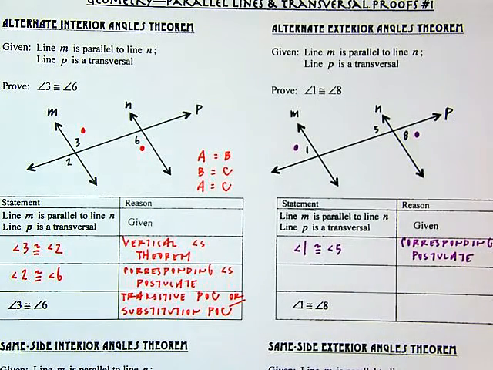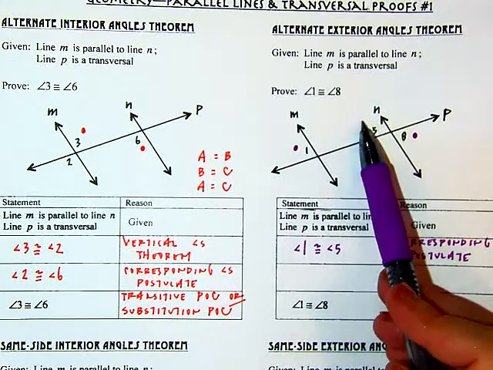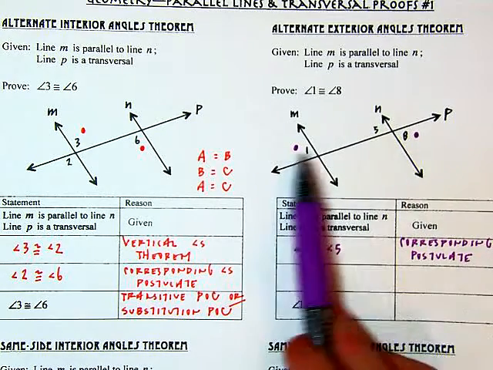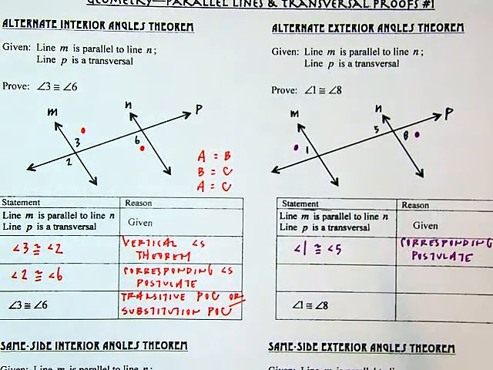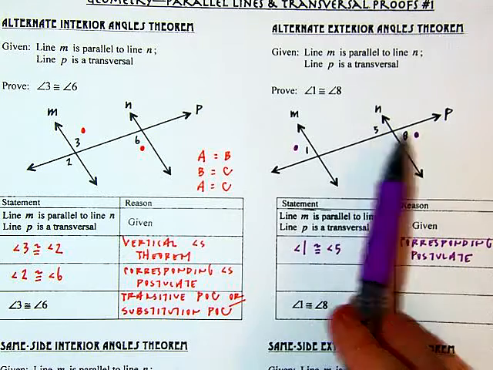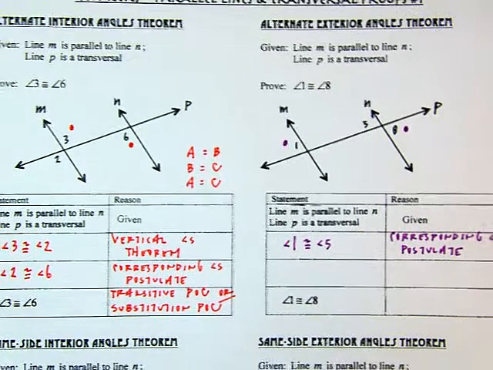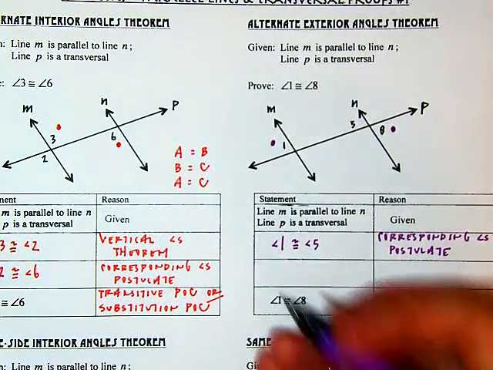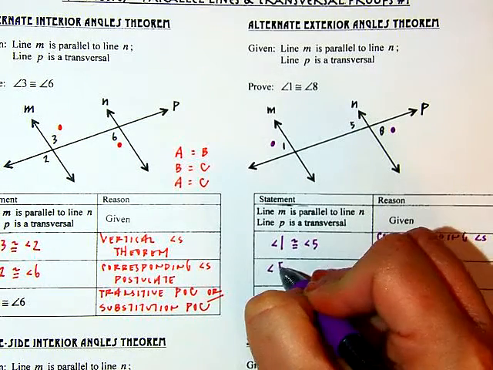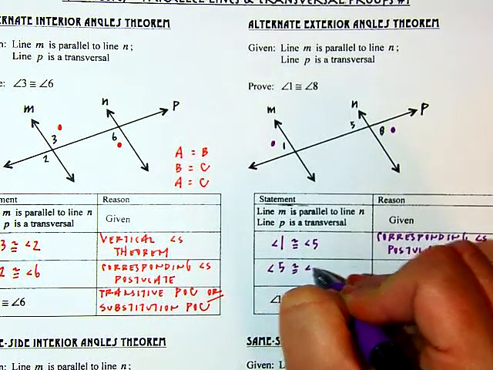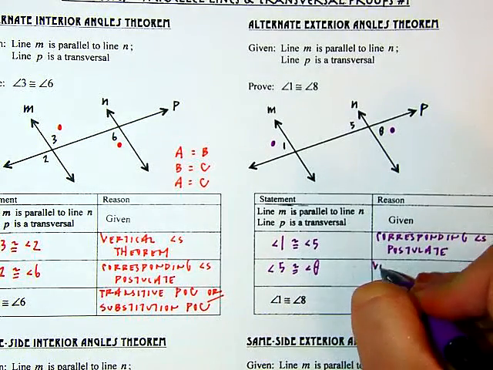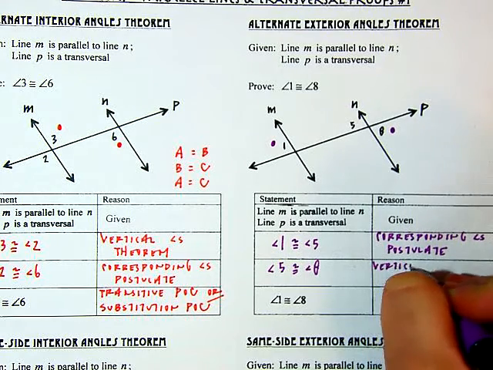All right, so I've connected 1 to 5. I want 1 to 8 in the end. So I'm thinking, well, can I connect 5 to 8 then? Yes, absolutely. 5 and 8 are vertical angles. So angle 5 is congruent to angle 8. My reason would be the vertical angles theorem.